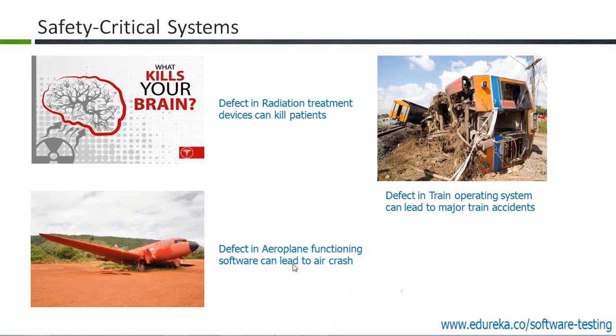Some safety critical systems have been imposed. For example, a defect in aeroplane function software can lead to an air crash. There are many air crashes we have been hearing about very often now and then. It is because of some software problem that would have resulted in this kind of air crash.